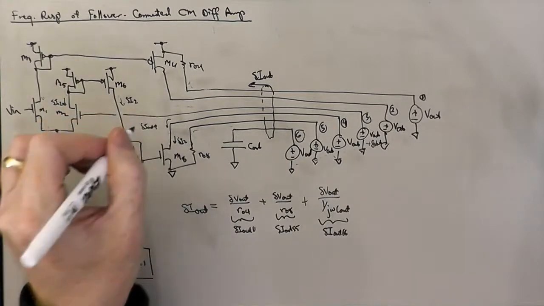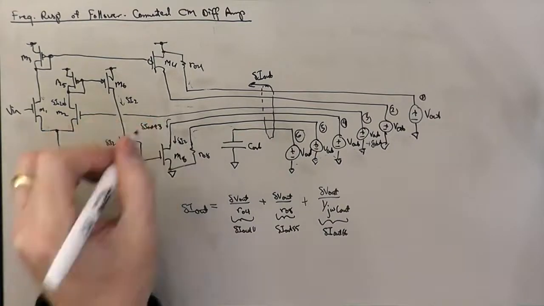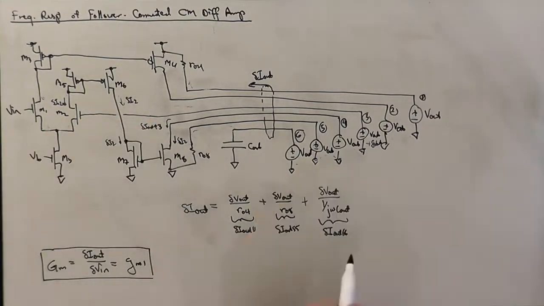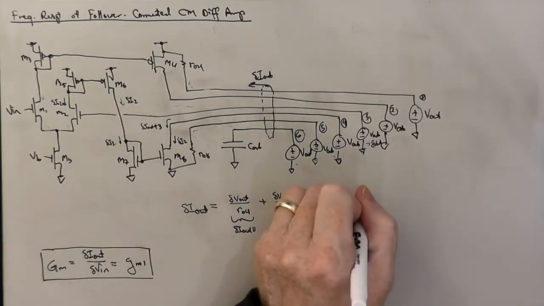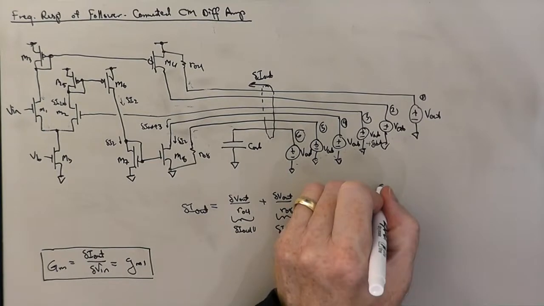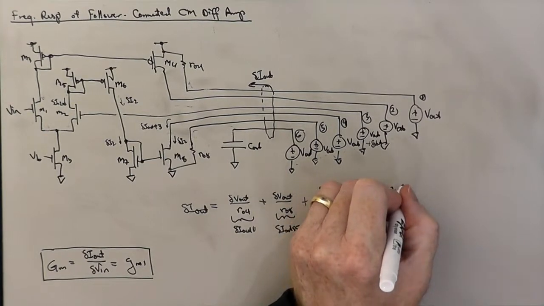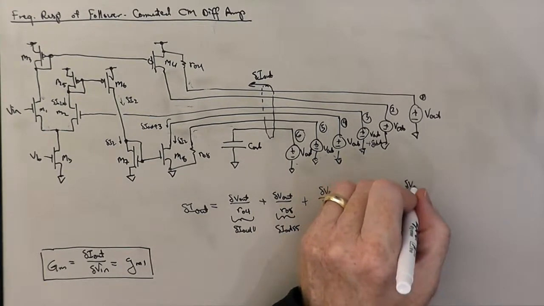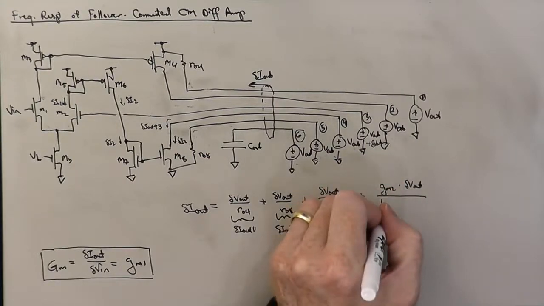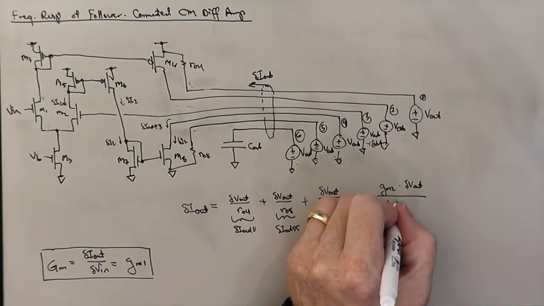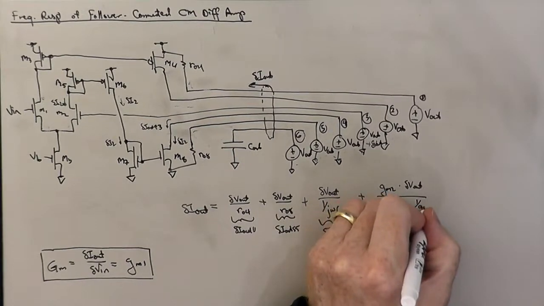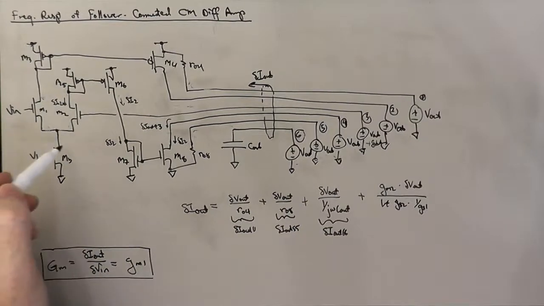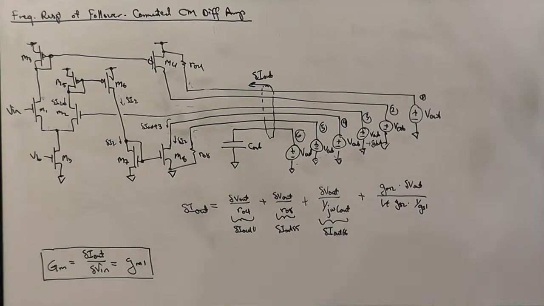Due to replica source 3, we're going to have delta I2, which is given by GM2 times delta V out over 1 plus GS2 times 1 over GS1, because that is the incremental resistance down here in the source degenerating the source of M2. It's basically the source conductance of M1.